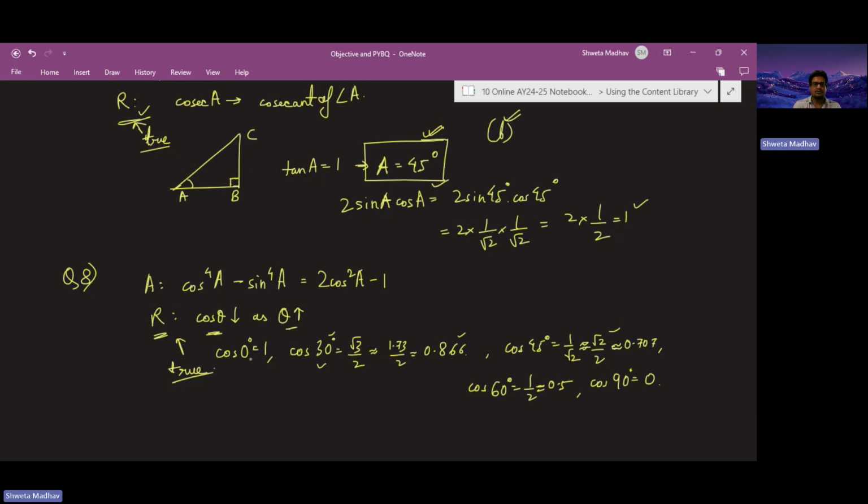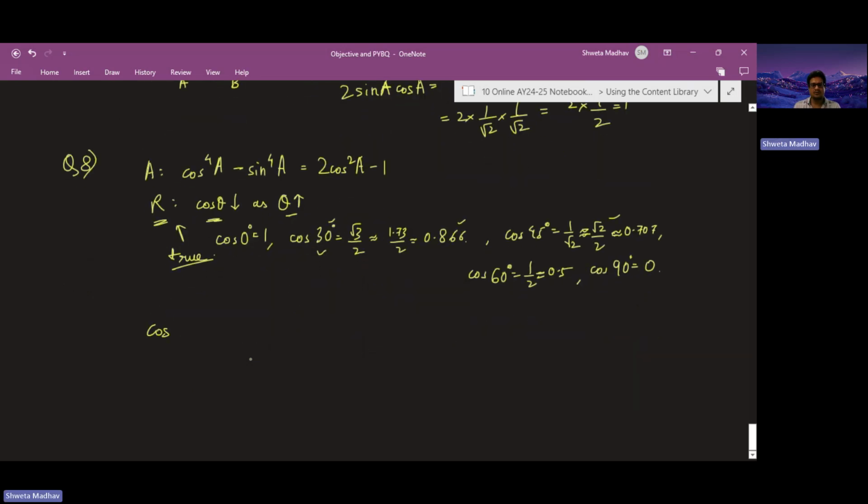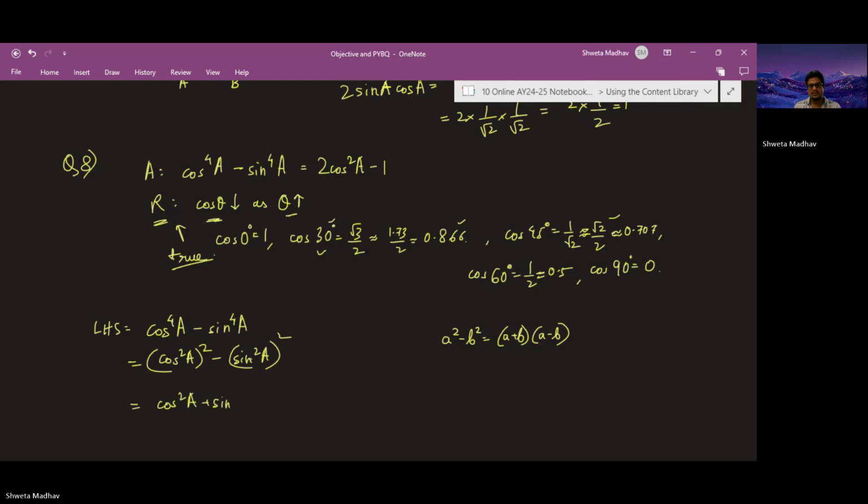And for the assertion, the left hand side is cos power 4A minus sin power 4A. Now we know that a square minus b square can be written as a plus b into a minus b. So this cos power 4A can be written as cos square A whole square minus sin square A whole square. So this can be written as cos square A plus sin square A into cos square A minus sin square A. So cos square A plus sin square A is 1.